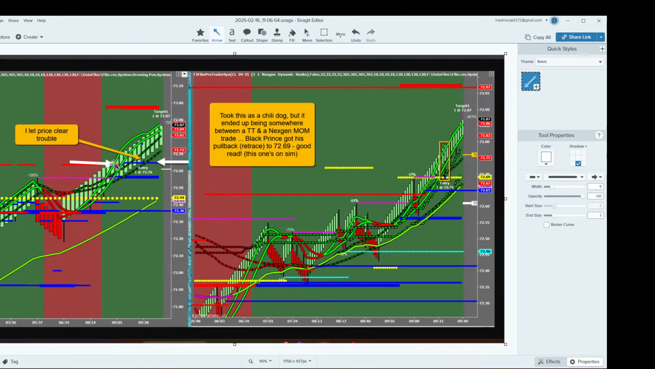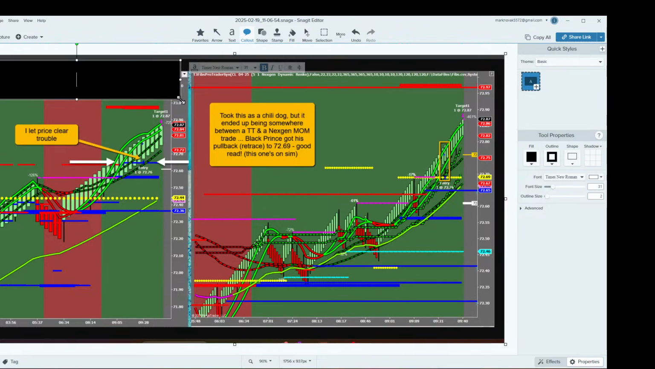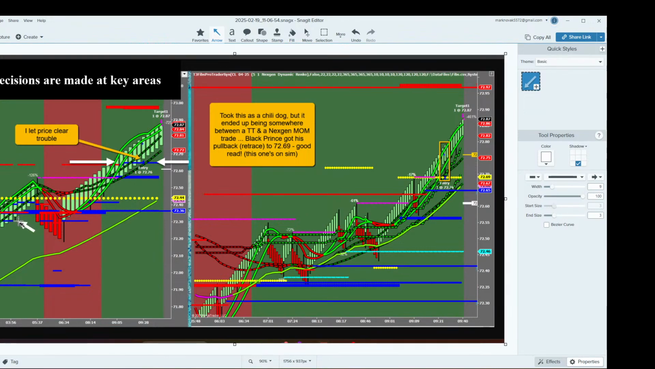So this is the fib that could be problematic. Is everybody with me so far? Do you guys remember the idea that decisions are made at key areas? So I want you to see this. At a key area, there's one of those tails. It means there was a bounce. There's one of those tails. It means there was a bounce, there was a bounce, there was a bounce. Right at these key areas.